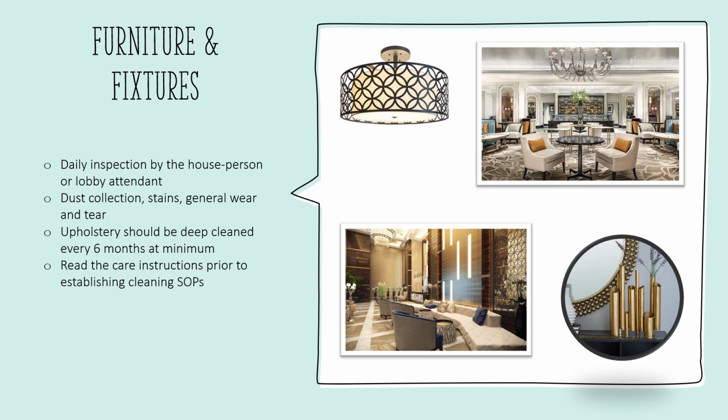Furniture will need to be part of the house person or lobby attendant or even the front desk's daily checklist. Even furniture in public areas is at risk for staining and wear and tear. At the minimum, upholstery and carpets in the public areas should be shampooed every 6 months. Furniture with upholstery will need to be spot cleaned in between deep cleanings.